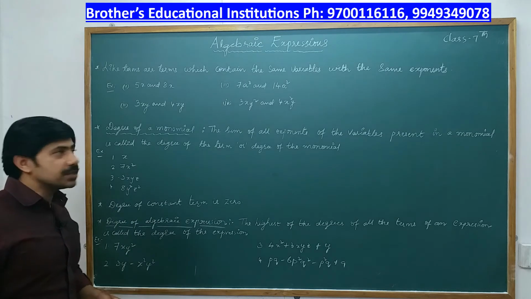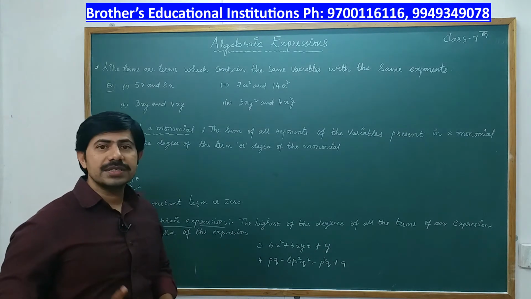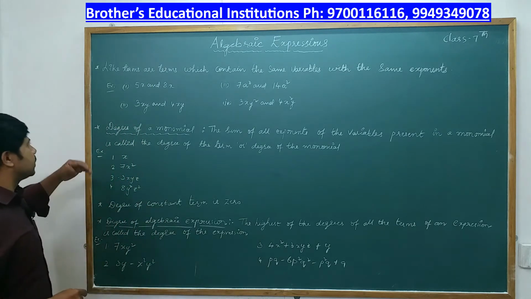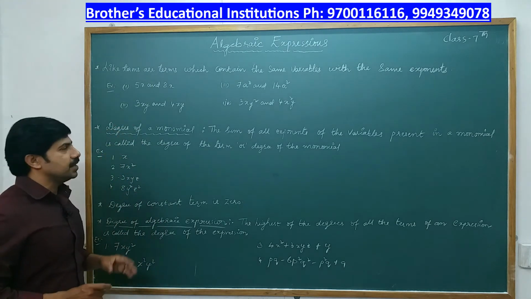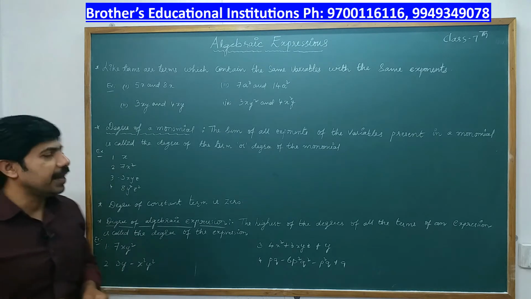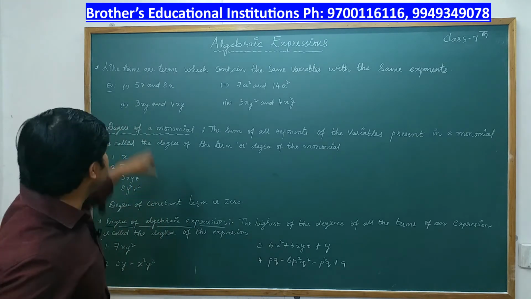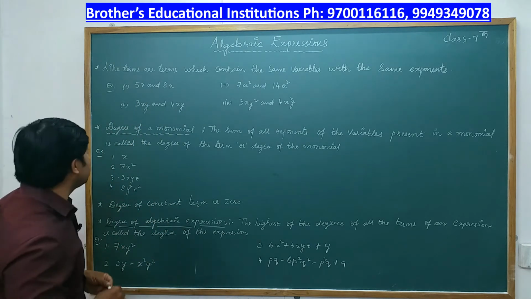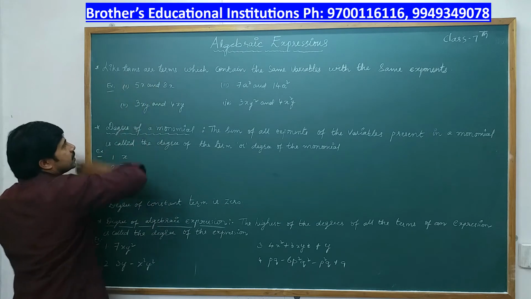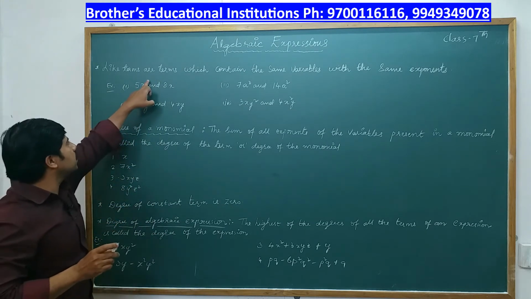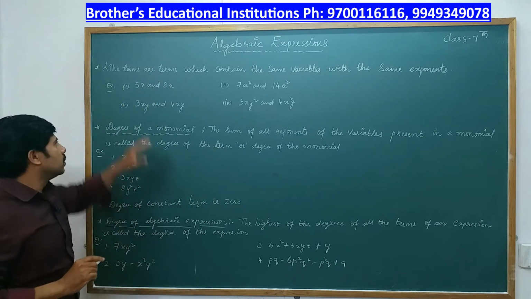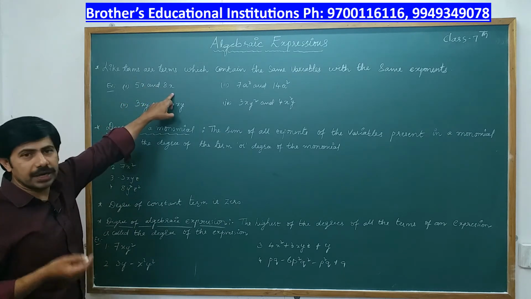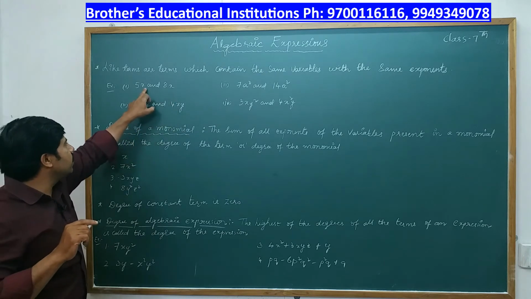Like terms are terms which contain the same variable with the same exponents. Now here, 5x and 8x. When you consider 5x and 8x, both have the same variable x, right? And with the same exponent. Exponent means power of x. What is the power of x here? The power of x is not given, which means it is understood to be 1. So 5x and 8x have the same exponent 1, and they have the same variable x.